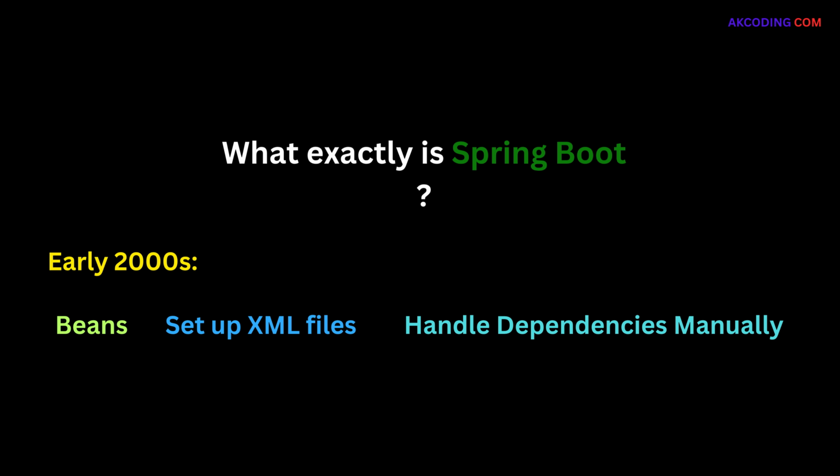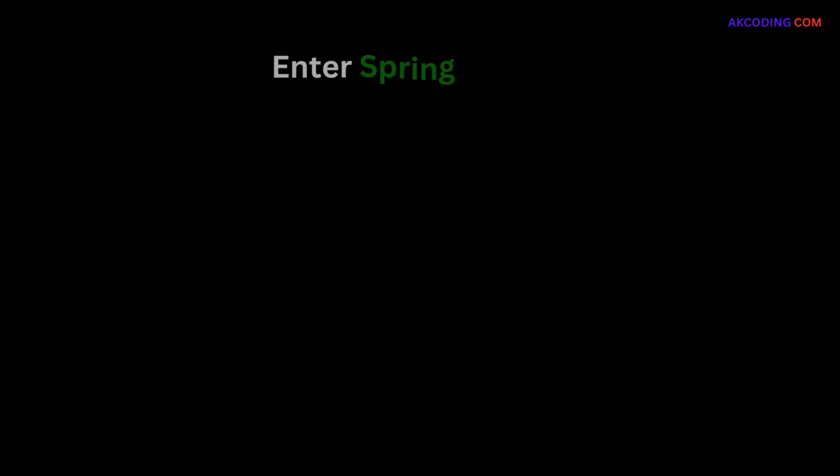That's where the Spring Framework came in, offering a modular, flexible way to build enterprise Java applications. But even Spring comes with a steep learning curve and a lot of boilerplate code. So developers at Pivotal, now a part of VMware, asked a simple question: what if we could eliminate all the setup and let developers focus only on building great applications? Now enter Spring Boot in 2014.